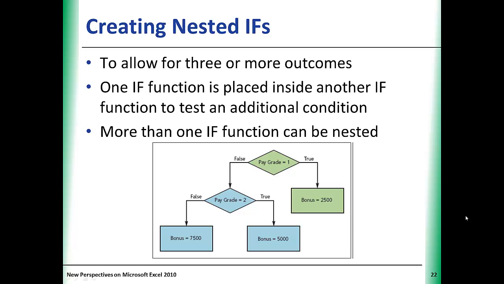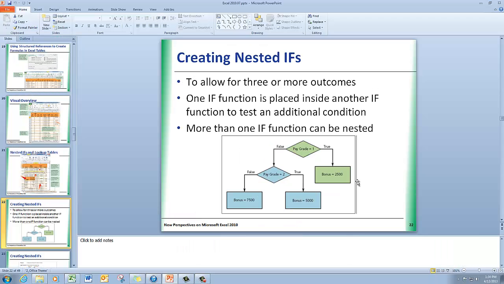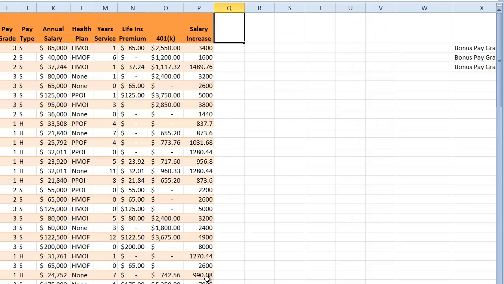As you can see from the flowchart, the pay grade 1 employees get a bonus of $2,500. The pay grade 2 employees get $5,000, and the pay grade 3 people, which would be everyone else, get $7,500. So let's go to the worksheet and take a look at how this actually works.